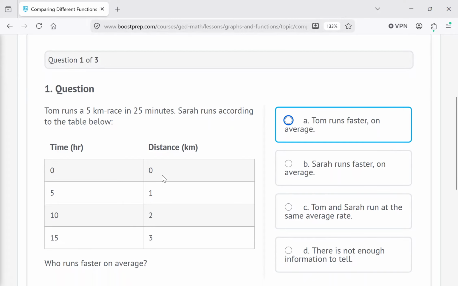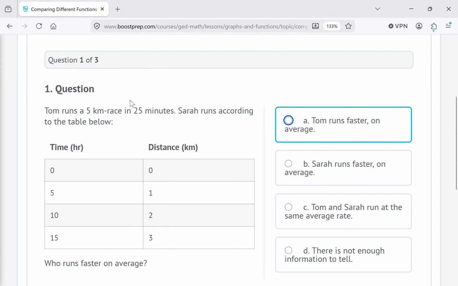At zero distance, it's zero time, that makes sense. For Sarah to run 1 kilometer, it would take her 5 hours. For Sarah to run 2 kilometers, it would take 10 hours. And for Sarah to run 3 kilometers, it would take her 15 hours, right? So which one runs faster on average? Does Tom run faster on average?